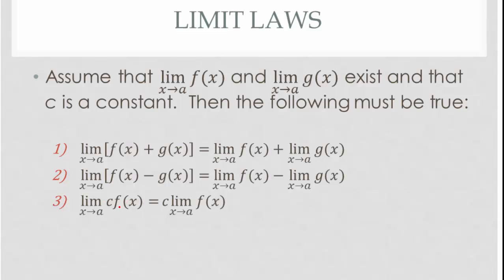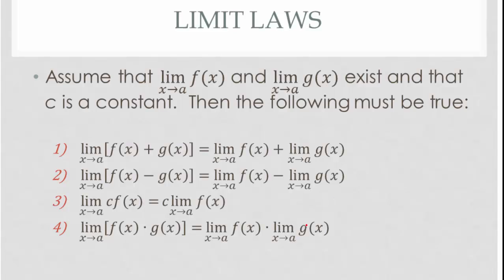Number 3 allows us to take this c, remember c is a constant, so this is taking the limit as x approaches a of a constant times a function, and instead pulling that constant out, taking the limit of the function without it, and then multiplying that by the constant. The fourth limit law is that the limit as x approaches a of f of x times g of x is equal to the limit as x approaches a of f of x times the limit as x approaches a of g of x. So instead of multiplying the two functions and then taking the limit, you can take each limit individually, coming up with a number, and then multiply the numbers.